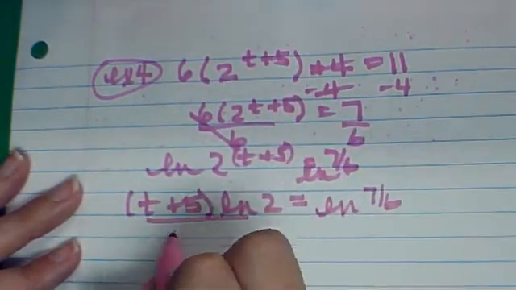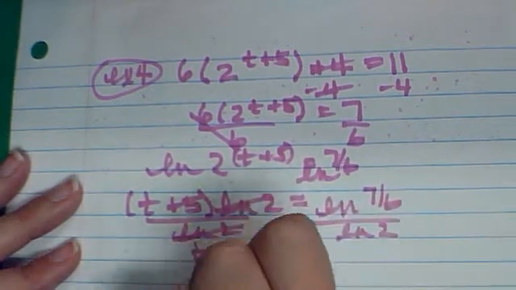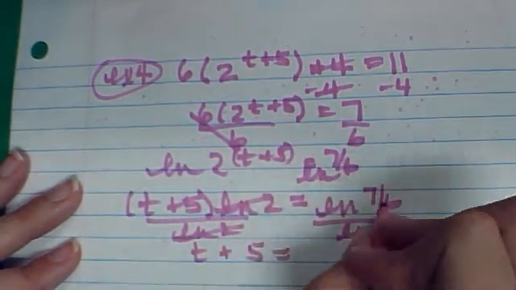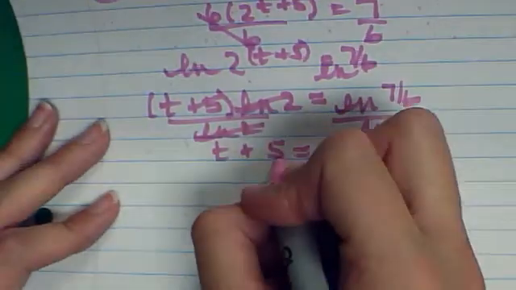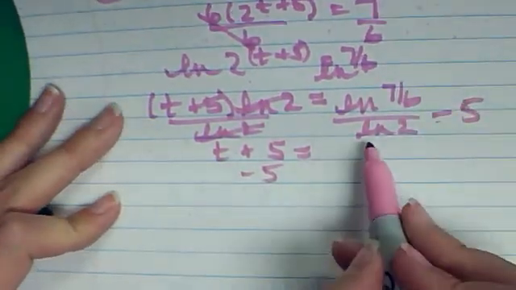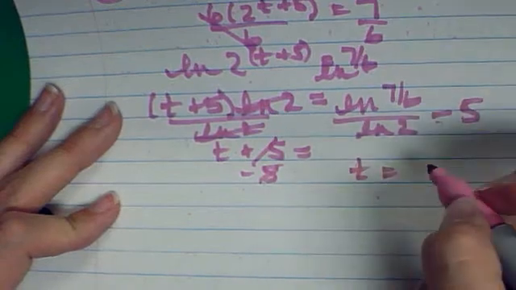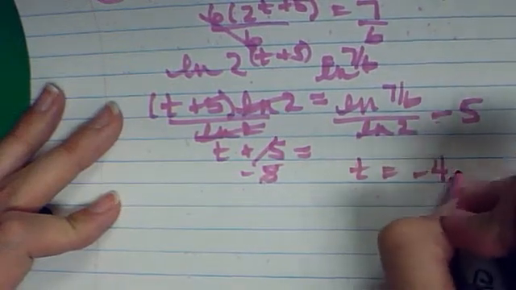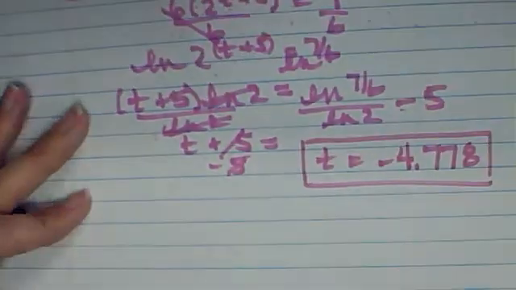Which tells me to divide by natural log of 2 on both sides. So I have t plus 5 equals this right here, and I'm not going to recopy that because I'm running out of space. But then t plus 5, to get the t by itself, I just subtract 5 from both sides. I can put all of this into my calculator, and that's what t is. So t equals negative 4.778. Again, I'm just using my inverses.